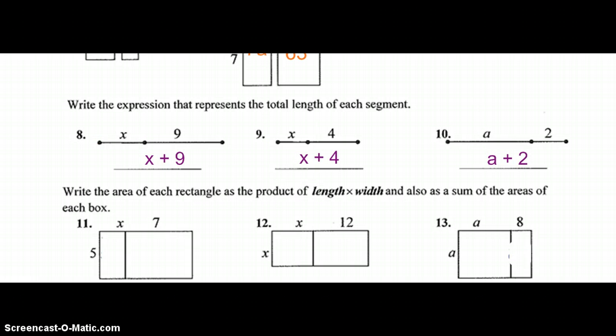Now in questions 11, 12, and 13, we'll put that information together in order to help you have a better understanding of the distributive property. First, find the area of each rectangle inside of the whole rectangle. For example, in this first one, the area inside is 5x on the left side, and on the right side is 35. Because in order to find the area of this one, we take x times 5, and for the second rectangle, 7 times 5.